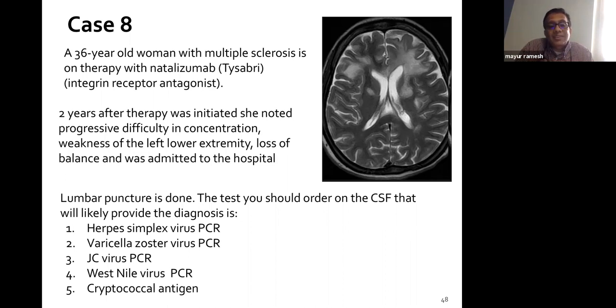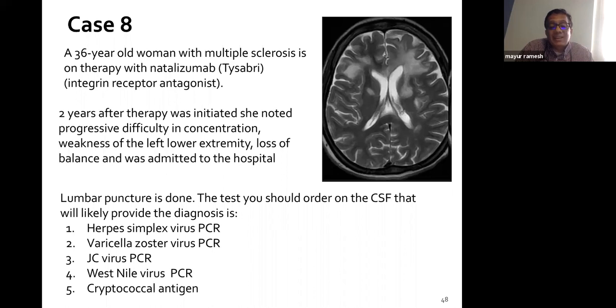Two years after therapy was initiated, she noted progressive difficulty in concentration, weakness of the left lower extremity, and loss of balance, and was admitted to the hospital. A lumbar puncture is done. What test should you order on the CSF that will likely provide the diagnosis? Obviously, you can see periventricular changes on the MRI.